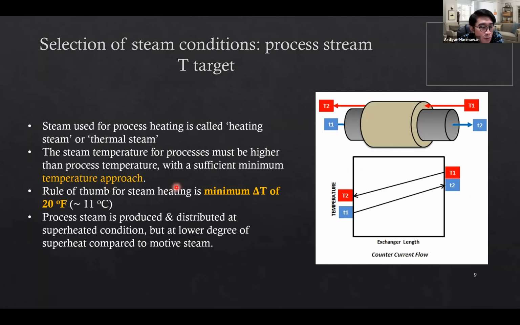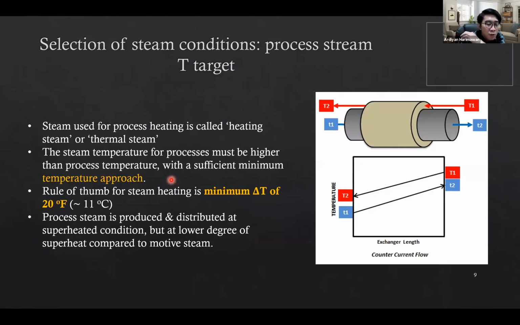So after you know the temperature target from the process, the temperature of the steam should be higher. Because you can imagine, before the steam enters the equipment of the process that requires heating, it goes through some pipeline system, and even though the pipeline is insulated, some heat loss happens. So the condition of the steam will decrease, the temperature of the steam will decrease.